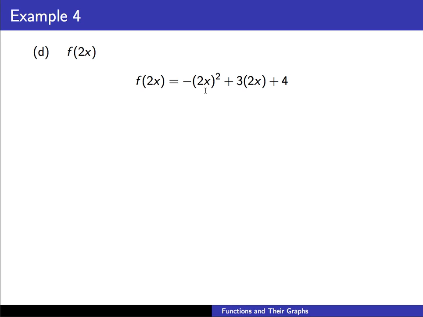So first up, this negative 2x in parentheses squared, your order of operations says to square the 2x before you make it negative. So squaring 2x is 2x times 2x, which is 4x squared, and then we'll make it negative. So we have negative 4x squared, and then plus 3 times 2x is 6x, and plus 4. There's no like terms to combine, so our final answer is negative 4x squared plus 6x plus 4.